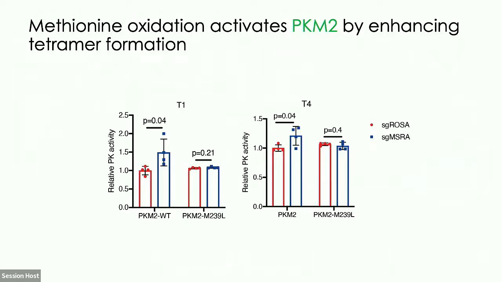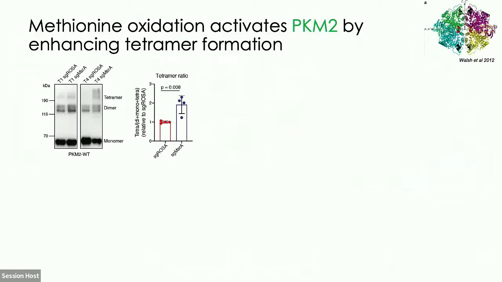And here you can see that consistently in 2 independent pairs of tumor organoids, loss of MSRA increases the enzymatic activity of wild type PKM2, but not the mutant. This establishes methionine 239 as the effector site of MSRA oxidation that mediates an increase in enzymatic activity of PKM2. So how does one oxidative modification change the activity of PKM2?